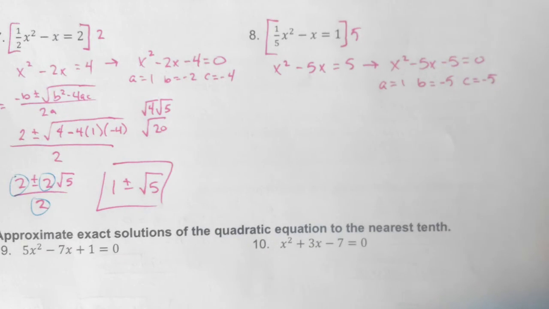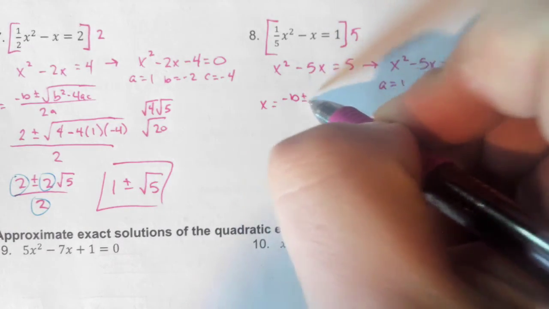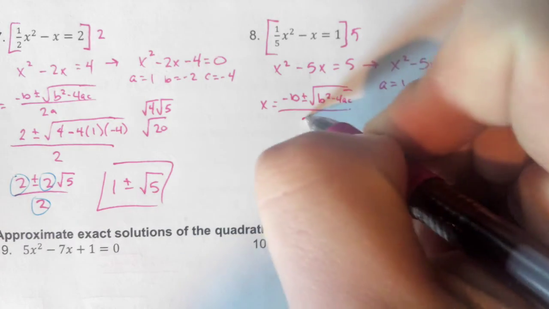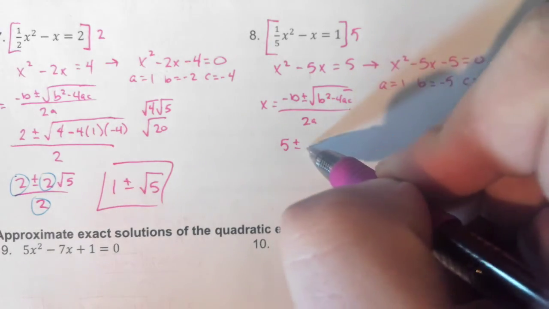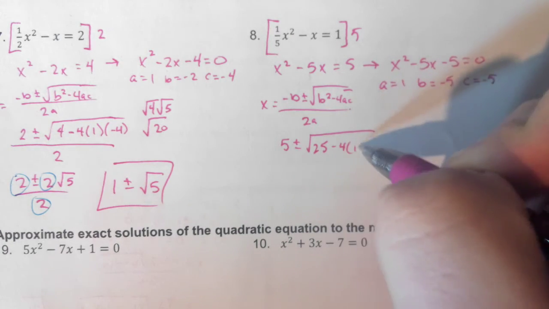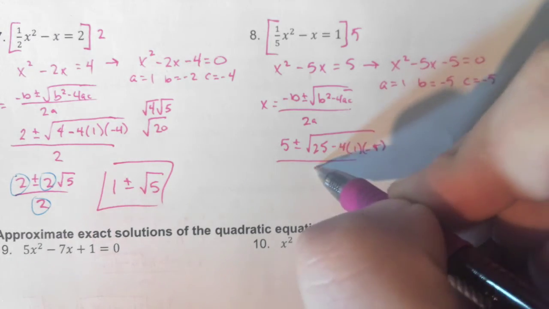Okay, you just got to plug it into the quadratic formula, so let's write that quadratic formula down. x equals the opposite of b plus or minus the square root of b squared minus 4ac all over 2a. Okay, so the opposite of b would be 5 plus or minus the square root of b squared, which would be 25, minus 4 times a times c, which is negative 5, all over 2a, still 2.